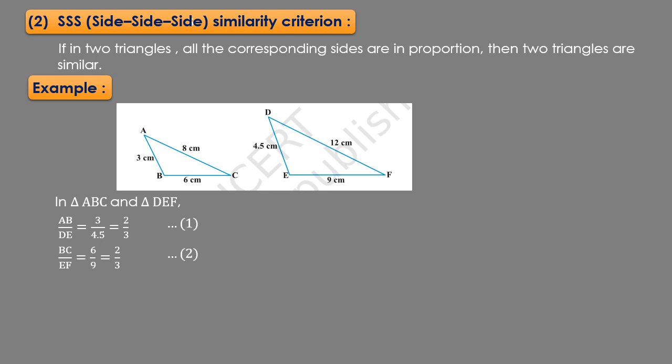And now let us take the ratios of the remaining sides, that is AC and DF. AC is 8 centimeters, DF is 12 centimeters. So taking the ratio of them, we'll get it is equal to 2 by 3. Let us call this equation number 3.